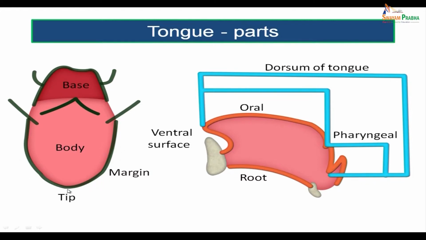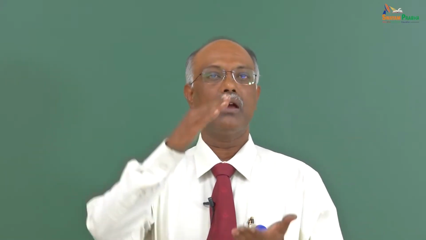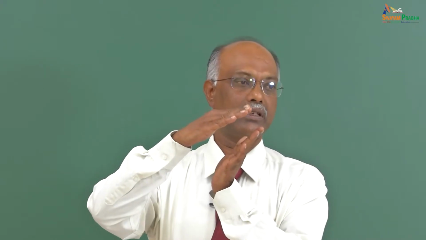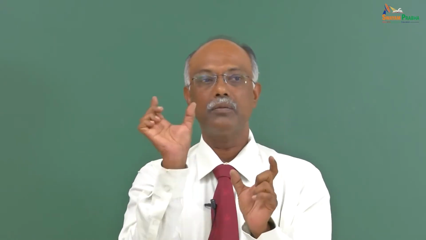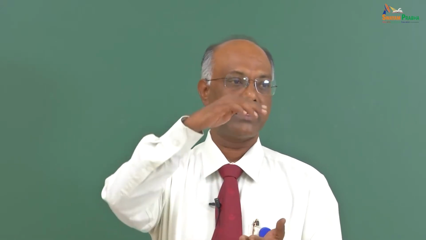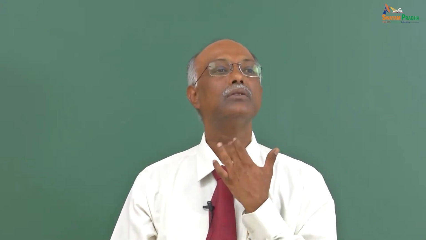So, let us recapitulate. What are the parts of the tongue? What are the surfaces? You have a dorsal surface and you have a ventral surface. The dorsal surface is divided into two parts, an anterior part which is the oral part and a posterior part which is the pharyngeal part. The ventral surface extends from the tip to the mandible. The root is the attachment of the tongue to the floor of the mouth and extends from the mandible to the hyoid bone. So, these are the parts of the tongue.